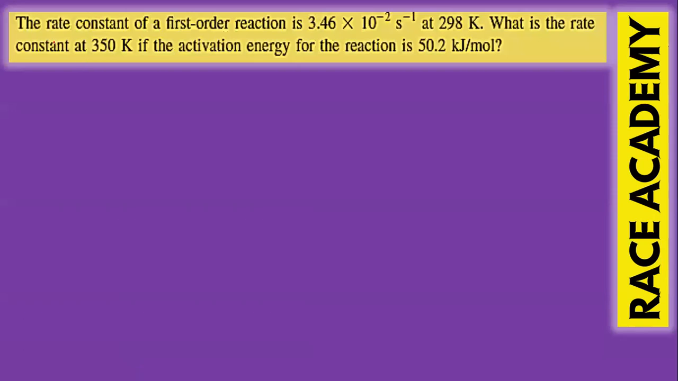Next one: the rate constant of a first order reaction is 3.46 into 10 to the power of minus 2 per second at 298 Kelvin. What is the rate constant at 350 Kelvin if the activation energy of the reaction is 50.2 kilojoules per mole? So here two temperatures are coming and one rate constant is there. We have to find another rate constant using this value.